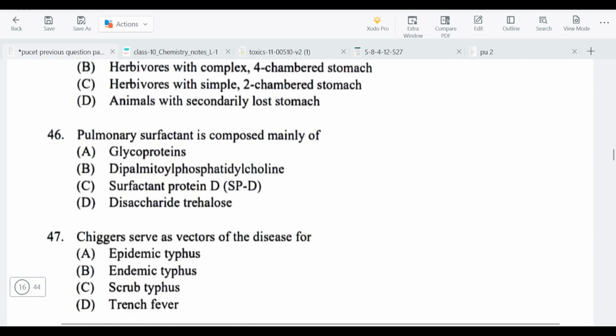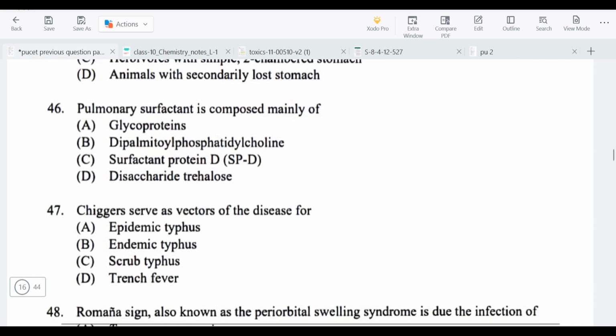Next question, pulmonary surfactant is composed mainly of. The answer is B, dipalmitoyl phosphatidylcholine. It is the main phospholipid in pulmonary surfactant. And what is the role of this pulmonary surfactant? It provides smoothness to the lungs to prevent collapse, right?